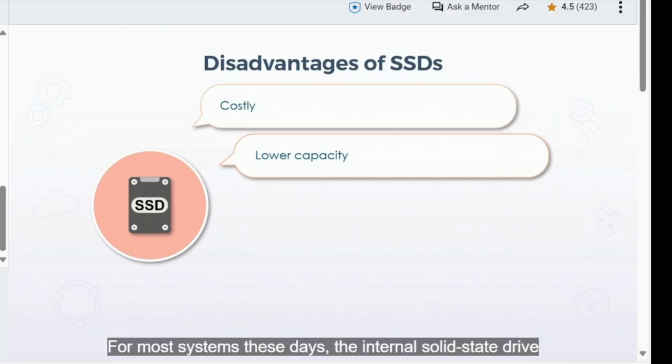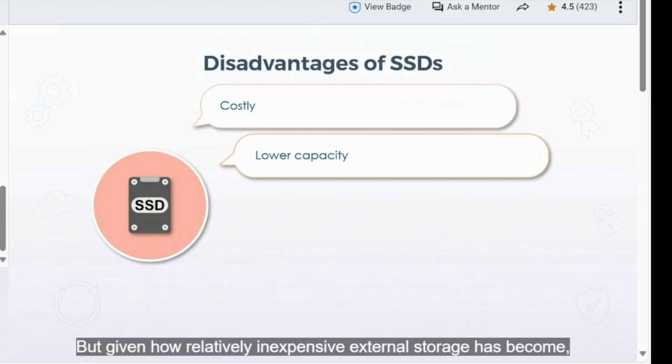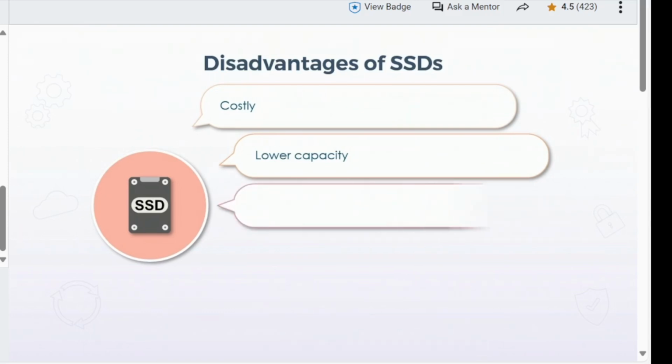For most systems these days, the internal solid-state drive is usually more than adequate to store the operating system, the applications, and for most people, all of the data. But given how relatively inexpensive external storage has become, for those who do require more storage, external devices can provide as much as you need, so the performance gains of solid-state drives will usually outweigh any capacity concerns.